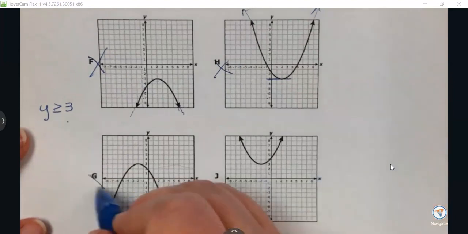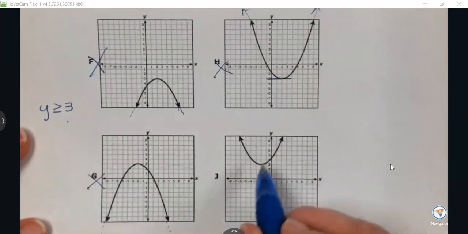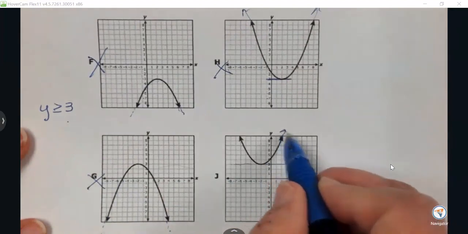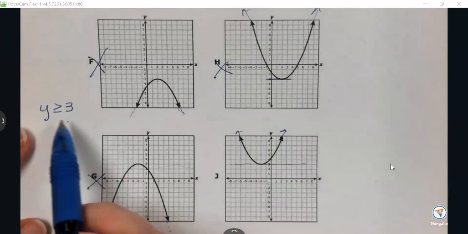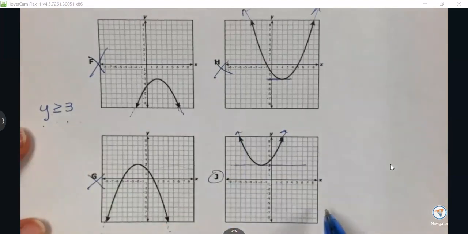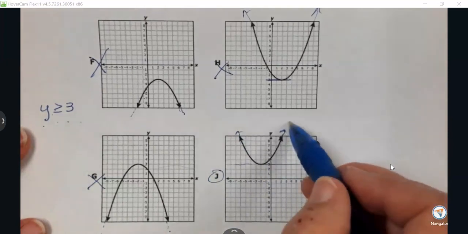So let's look at J. Here, if I look from bottom to top, my graph starts right here, and it continues up in a positive direction. And that number is 3. So this is Y is greater than or equal to 3. That means J is our answer because it starts at 3 in the Y direction and it continues forever.